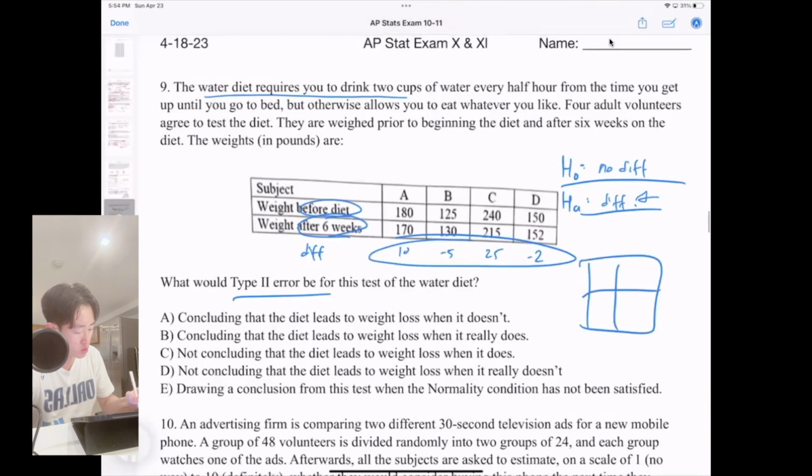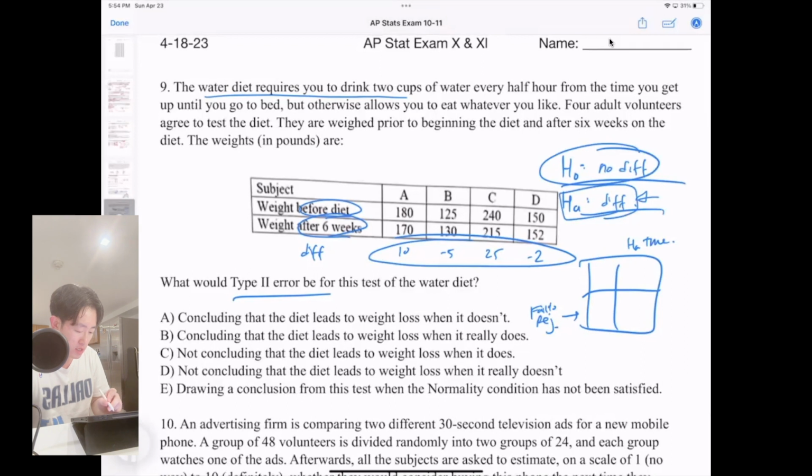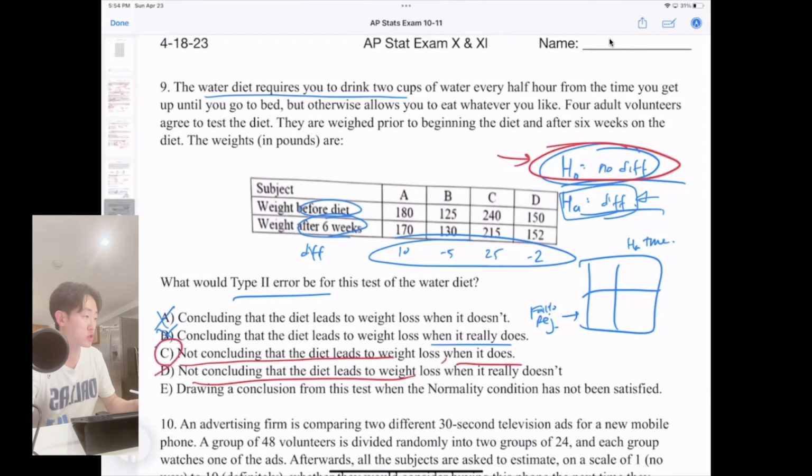Type 2 error, remember, is when you fail to reject, but then the alternative actually is true. So you claim that there is no difference between the weight before and after the diet, when in reality there is actually a difference. So concluding that the diet leads to weight loss when it really doesn't. Okay, so these two are not going to be the case, because first we want to conclude that it doesn't lead to weight loss. Not concluding that the diet leads to weight loss, when it does. So that should be C.